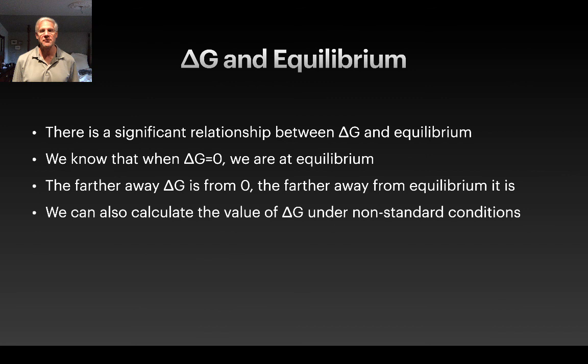So we see that there is a significant relationship between delta G and equilibrium. We know that when delta G is equal to 0, we are at equilibrium. We know that the farther away delta G is from 0, the farther away from equilibrium the reaction is. And we can also calculate the value of delta G under non-standard conditions. There's a simple adjustment to make. We're not going to go through that in this class. If you take a physical chemistry class, you'll definitely see how to do that.